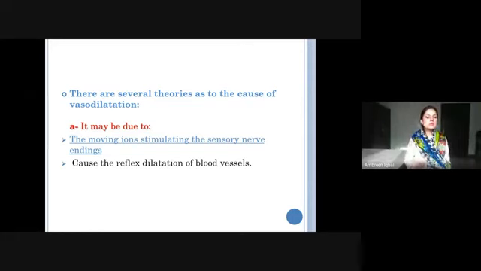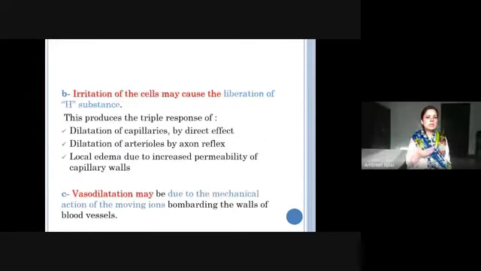It may be due to the irritation of these cells, and maybe due to the liberation of the H substance, when histamine release is going to occur when you stimulate the sensory nerve endings. And they are going to show a triple response: dilation of the capillaries by direct reflex, dilation of arterioles by the axon reflex. Or ultimately, when there is vasodilation, there is obviously increased permeability of the vessels, leading towards a local edema.